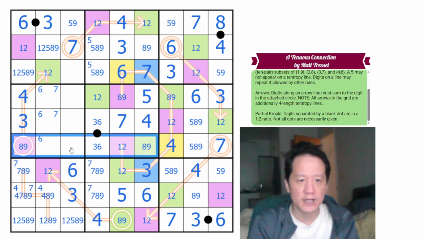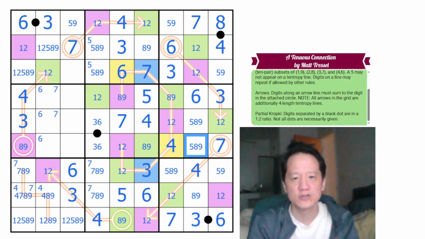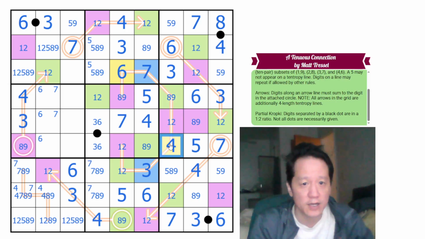Well, we have another 8, 9, 8, 9 pair, this time in row 6, which eliminates 8 and 9 from the rest of the row. Therefore, this must be a 5. This cannot be a 5. It has to be the pink 8, 9 because we already have a green 8, 9.